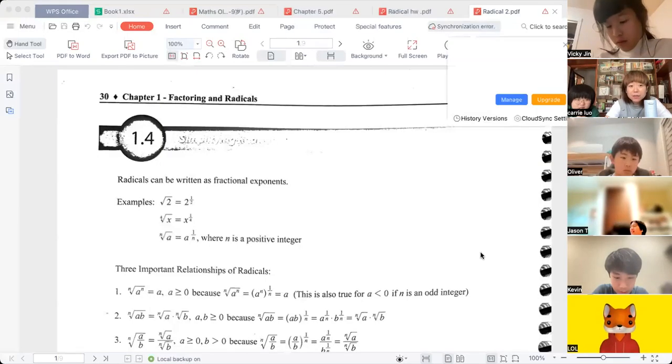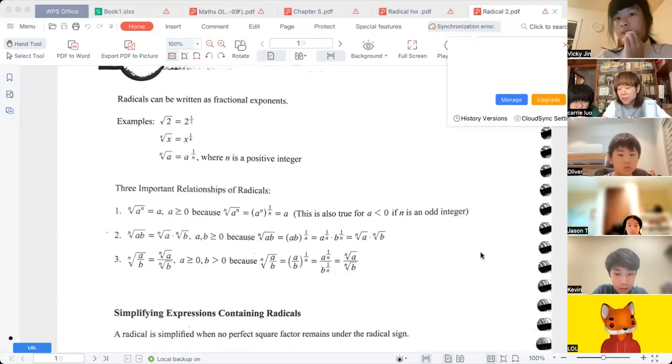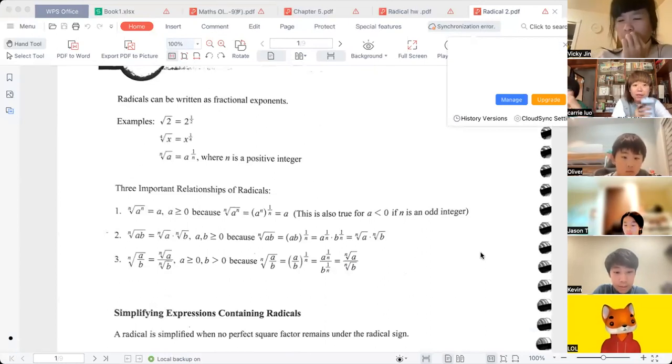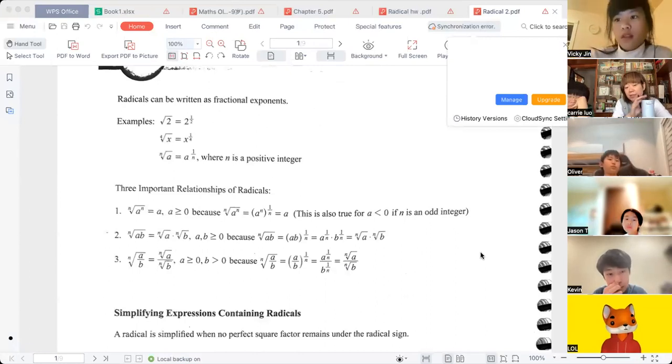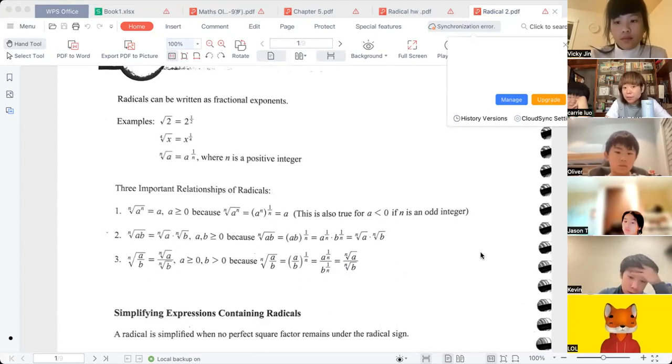Okay, everybody, let's take a look at this one. Today we're going to do the next topic. It's called radical and factoring at the same time. This part is getting hard. We already know that if you see a radical, it can also be written as a fractional exponent, right?